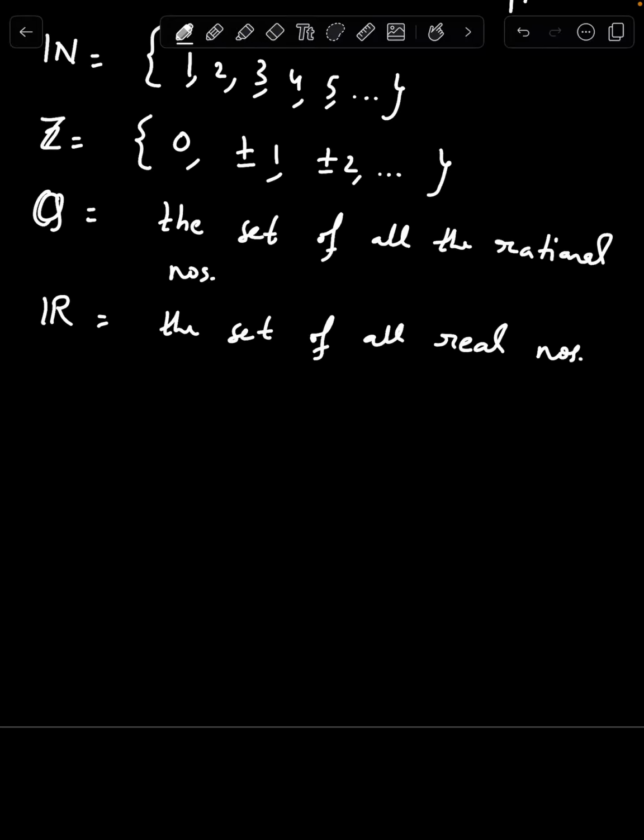All right. Now there are many types of binary operation. Some of them are as follows.